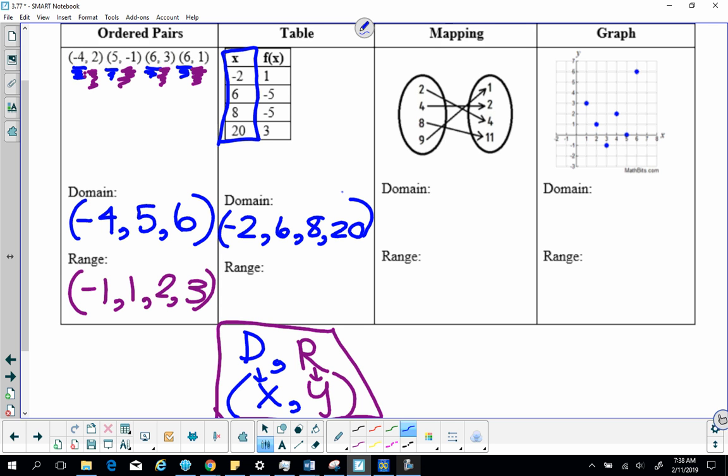Your Y coordinates, see how it has f of x right here? F of x is just another way of saying y. So if it says f of x, we know that's going to be a range because it's just another way of saying y. So when we're putting these in order, what comes first? -5, and I only have to write it once. What's next? 1, and the last one.